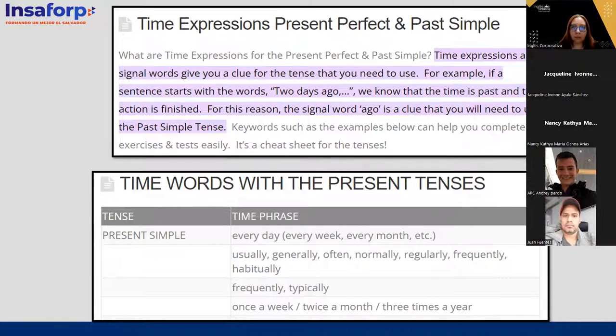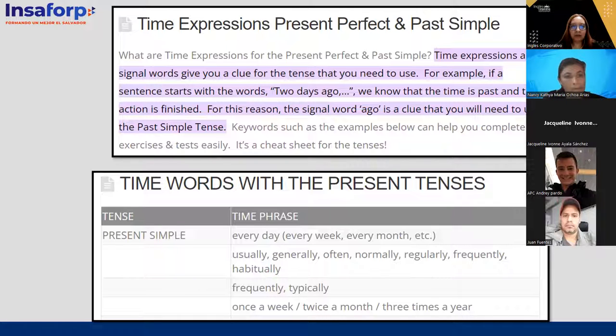All right. So, time expressions. They are used in different tenses. Les decía anoche que las time expressions se ocupan en todos los tiempos gramaticales. De hecho, cada uno de ellos, cada tiempo gramatical, tiene sus propias time expressions. Dentro de este rango de time expressions está la categoría de frequency adverbs, que creo que nos toca verlo mañana o pasado, si no me equivoco. Pero no nos vamos a enfocar en frequency adverbs, sino en todas las demás time expressions.